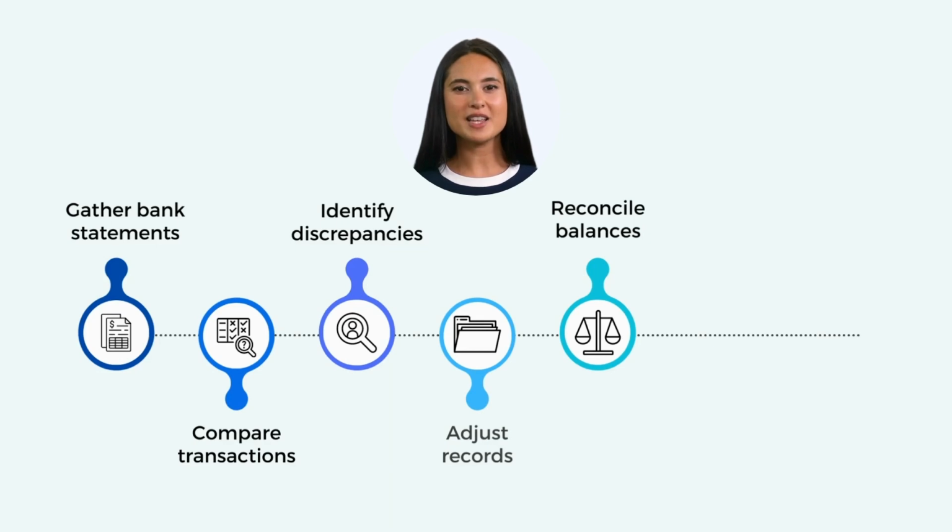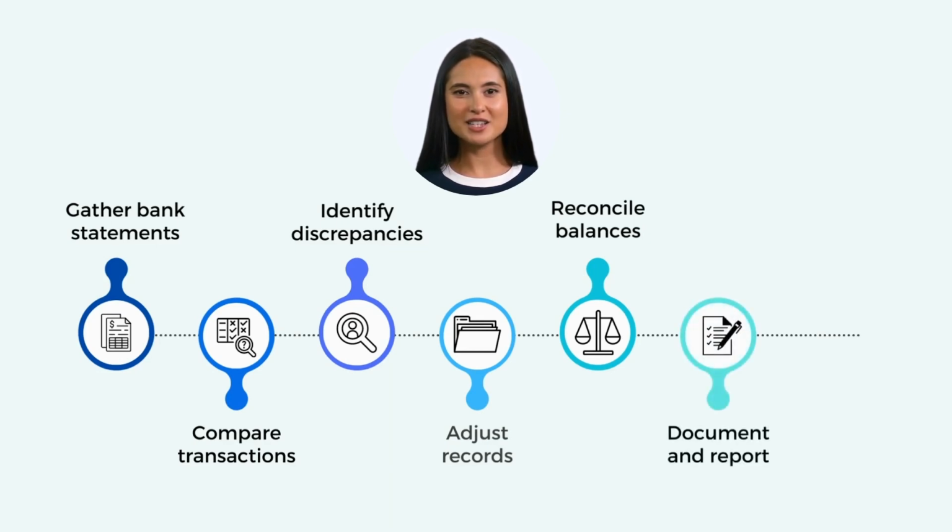6. Document and report. Document the reconciliation process and the adjustments made, and report the findings to relevant stakeholders. 7. Repeat regularly. Reconciling your bank account should be done regularly, such as monthly or quarterly, to ensure that your records are up to date and accurate.